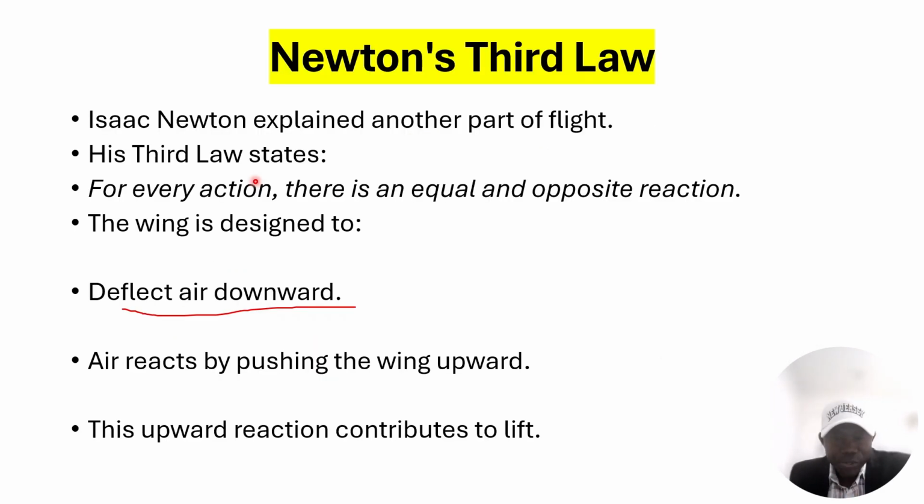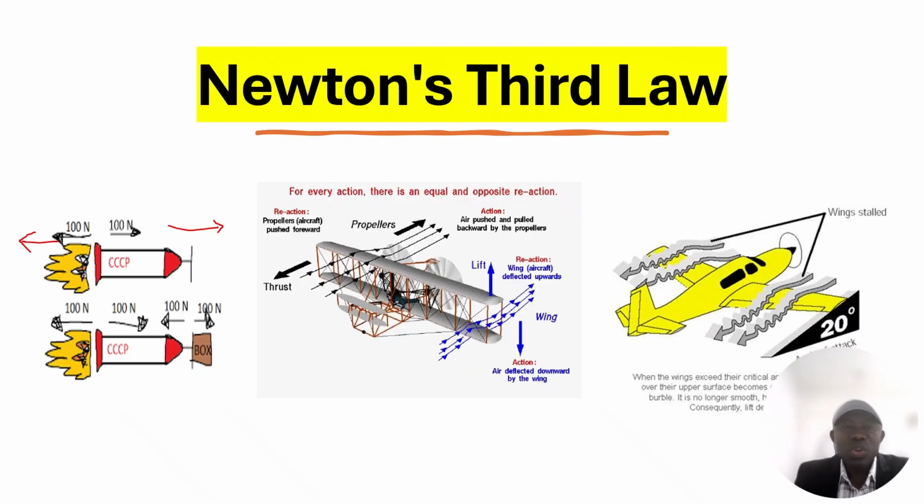Isaac Newton explained another part of the flight. He said, for every action there's an equal and opposite reaction. The wing is designed to deflect air downwards. As the wing pushes the air downwards, the air reacts by pushing the wing upwards. This is still the explanation from Newton's third law: every action gives an equal and opposite reaction. This is how it is.